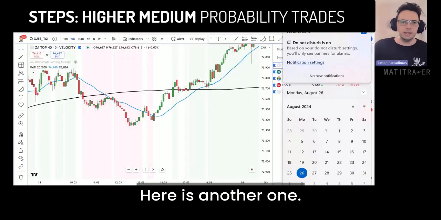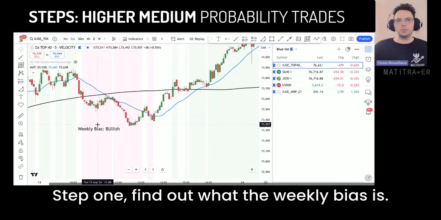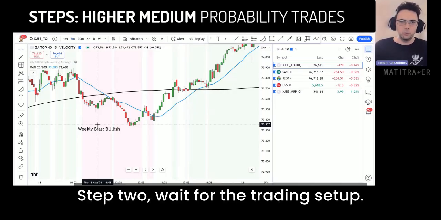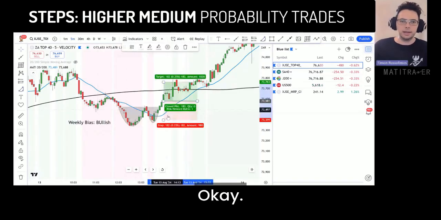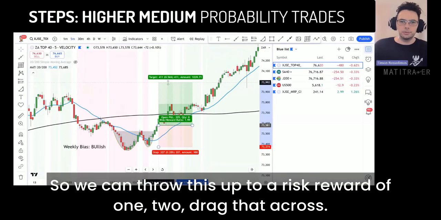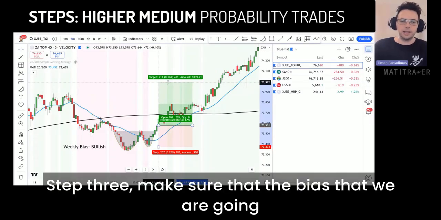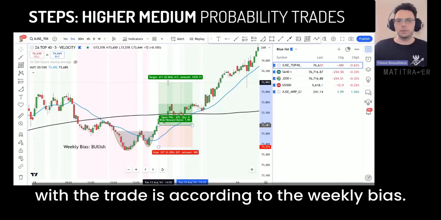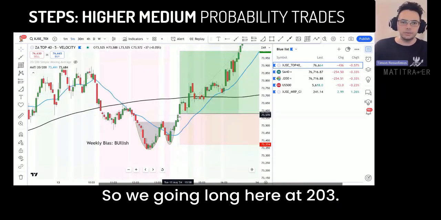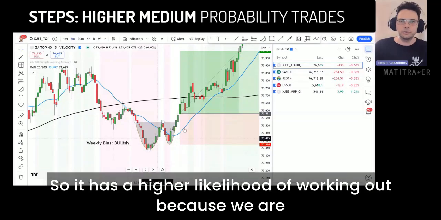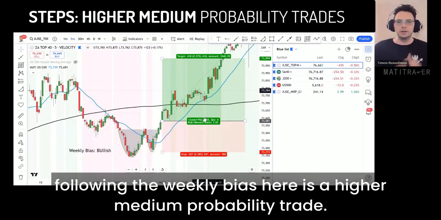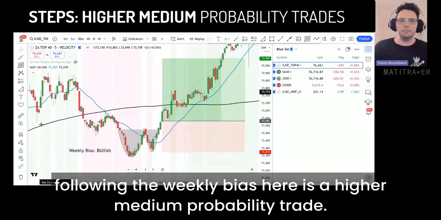Here is another one. Step 1, find out what the weekly bias is. In this case, it's bullish. Step 2, wait for the trading setup. Okay, so we can throw this up to a risk to reward of 1 to 2. Drag that across. Okay. Step 3, make sure that the bias that we are going with the trade is according to the weekly bias. So we're going long here at 203. The weekly bias is bullish. So it has a higher likelihood of working out because we are following the weekly bias. Here is a higher medium probability trade.